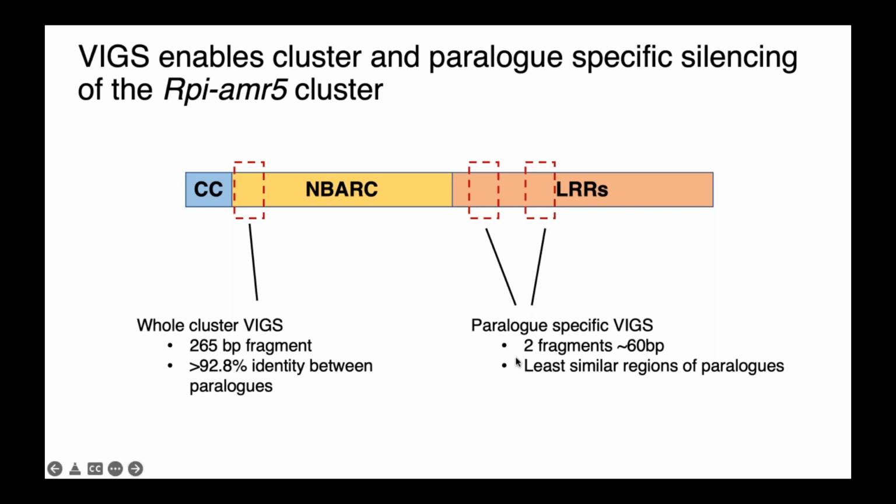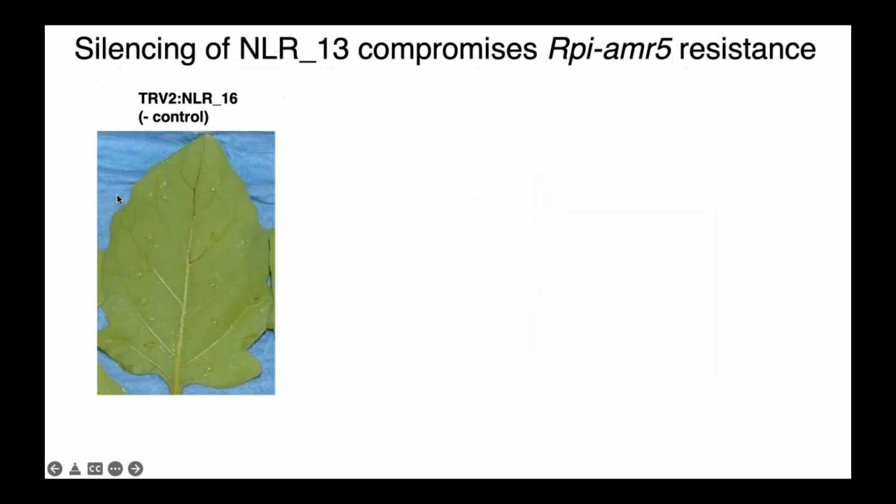So in this case, we have constructs which target 2 different regions within the LRRs, each with a small 60 base pair fragment. And this is where the paralogs are most diverged. So applying this to our candidates, you can see from the negative control of NLR16, so this is one of the genes we know doesn't work, that upon silencing and inoculation, there's no growth of the pathogen from any of these inoculation points.